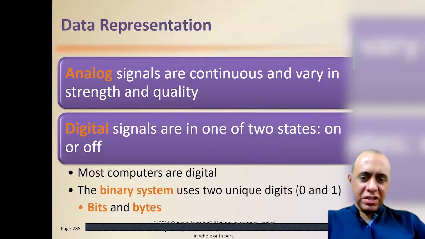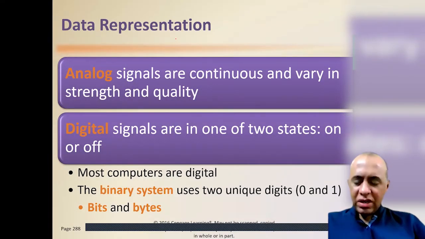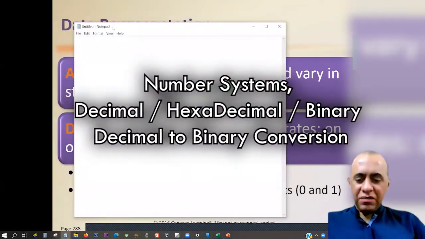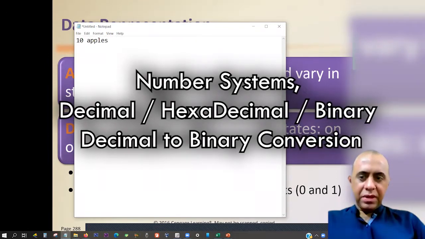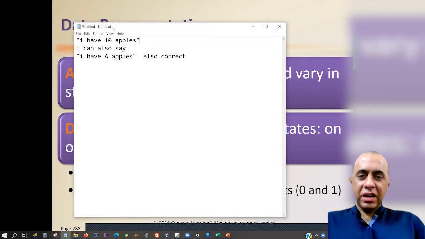So data representation, on the other hand, is something which lets you store your data inside a computer, but there are different ways you can represent it, right? I'm going to give you a quick example for that. For example, if I say that I have 10 apples, I can also say, if I want to change this statement, that I have A apples. So this is also correct, and this one is obviously correct, right?